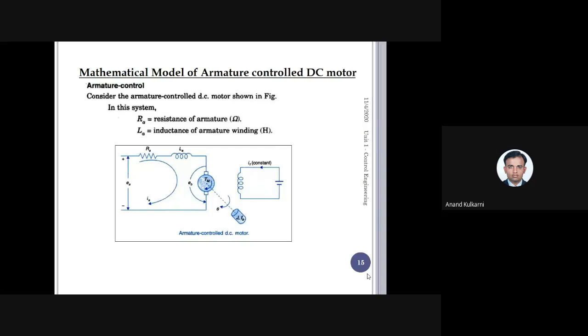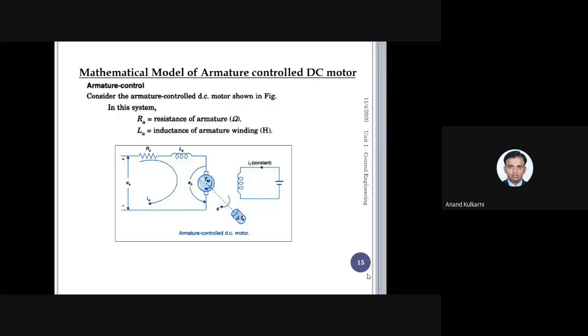Good morning. Welcome back to the class. Today we'll see the last topic in your unit number 1, that is a mathematical model which we have left out. This is a mathematical model of an armature controlled DC motor.